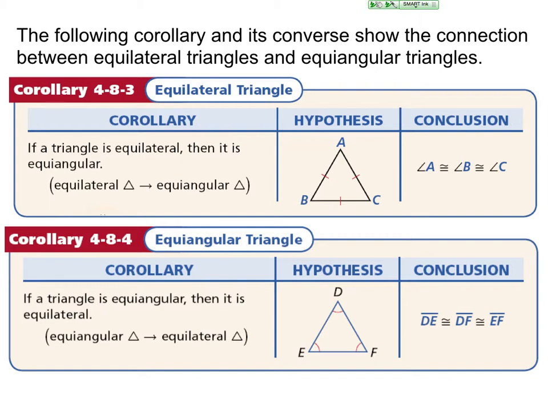If a triangle is equilateral, then it is equiangular. So if it has all three sides congruent, then it will have all three angles congruent. And the bottom corollary, they named the equiangular triangle corollary instead of converse of, because it kind of helps you remember better what the hypothesis is. If a triangle is equiangular, then it's equilateral.